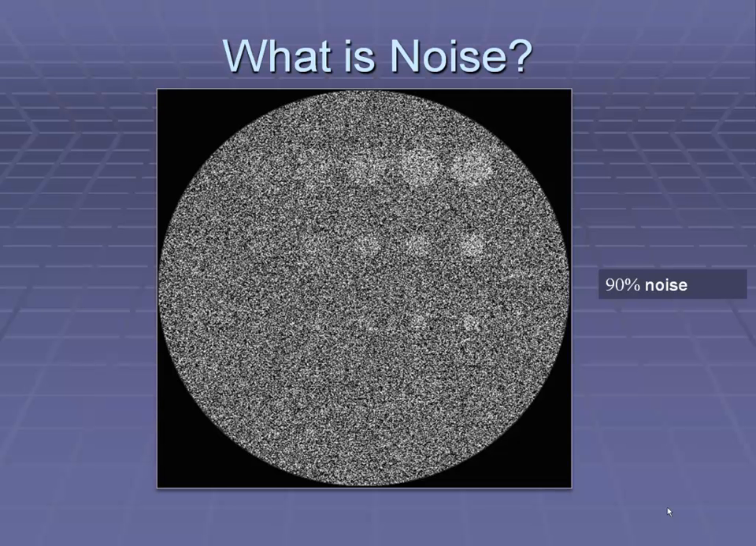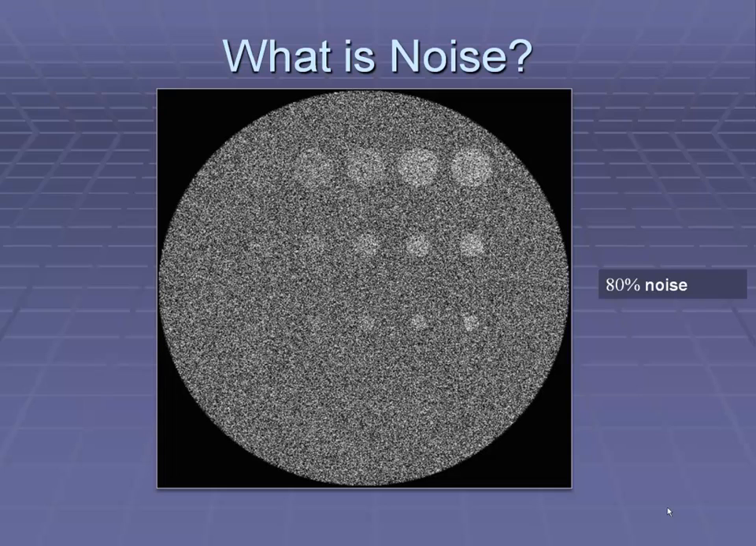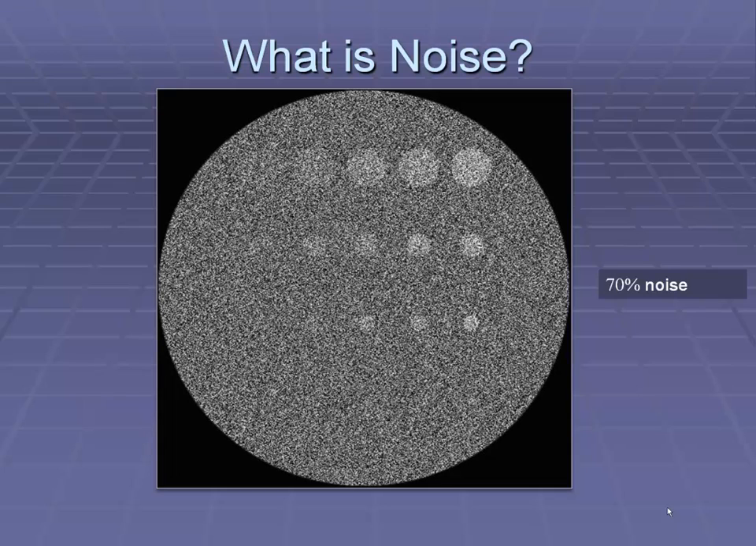So what exactly is noise? You can see this picture here is a picture of a bunch of circles of varying sizes and densities, and this is 90% noise. It looks very staticky because only 10% of the image is made up of the circles that we're trying to view, and 90% is areas of lack of information, or noise.